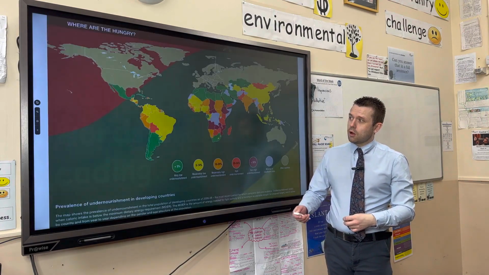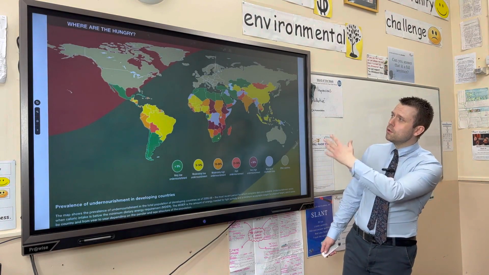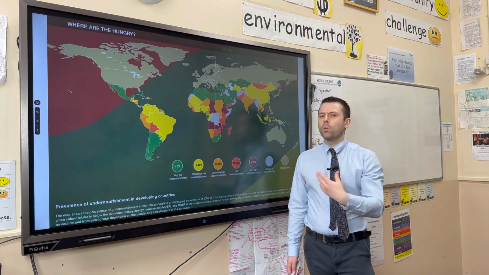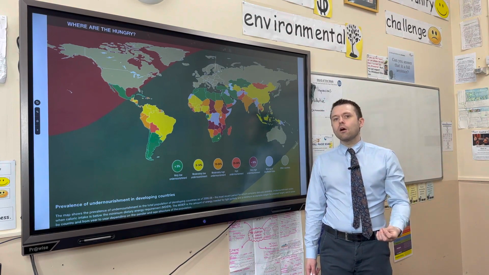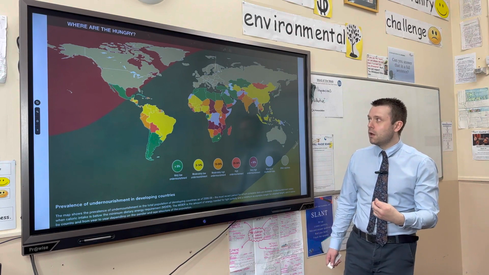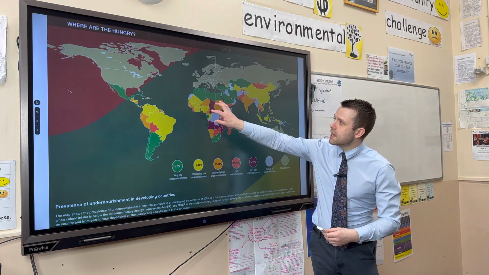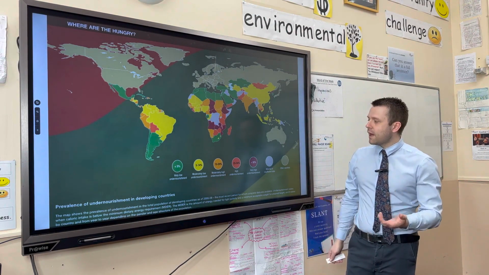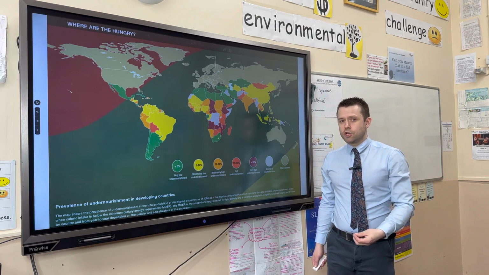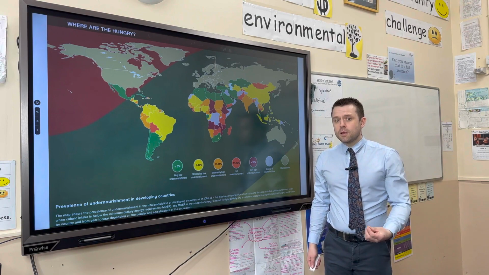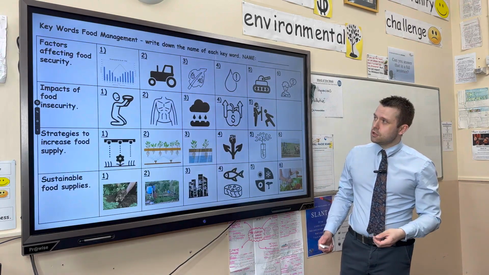All right. So first of all, if we just have a quick look at this map, this is showing where people are hungry, and as expected, it is the LICs where people are hungrier. If we look at the countries in sub-Saharan Africa, they are more likely to be suffering from malnourishment and undernourishment. They're more likely to be hungry and suffering from food insecurity.